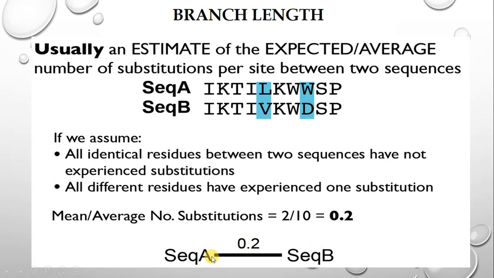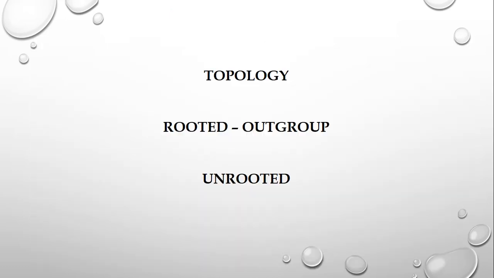So the distance between sequence A and B, or the branch length, not that distance is wrong, but we are discussing the branch length, is 0.2. Remember, it is the branch length that will tell you the rate of evolution, which sequence has experienced more evolution and which has experienced less evolution as compared to the other sequence.